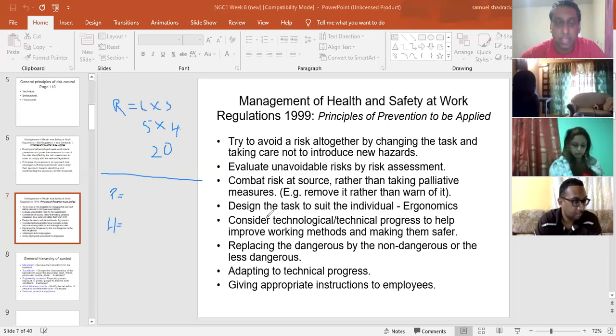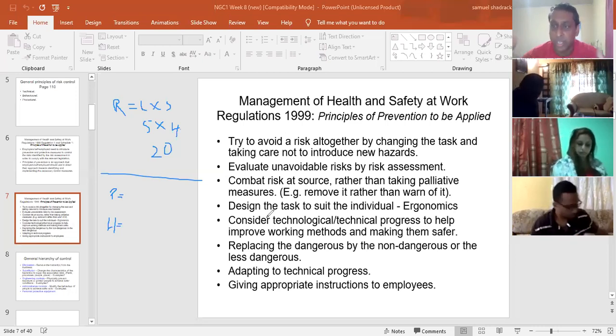I can't show you this slide because I've used the marker there, so it will freeze the screen for a couple of minutes, right? So let me just show you the principles of prevention. What I'm saying is that both of them do the same thing, which is they reduce the risk.